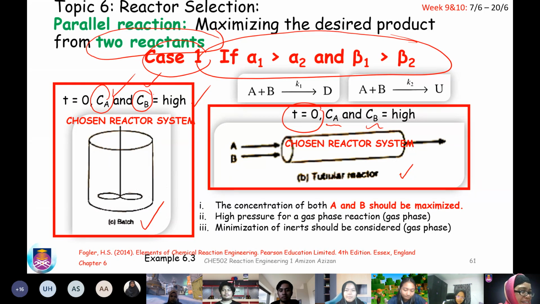Doctor, I wonder what makes the tubular and PFR different, because both are high. You are asking what is the difference between PFR and tubular? It's the same thing. Tubular is just that we have that orientation, but it behaves like a plug flow reactor. So it's the same thing.